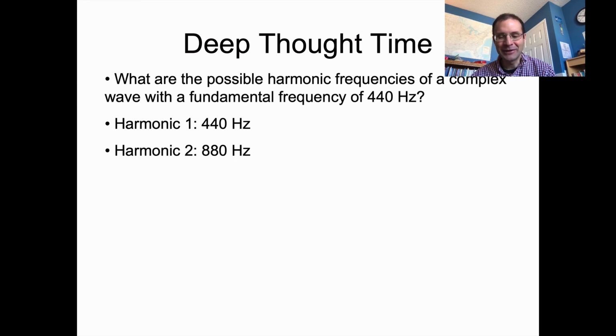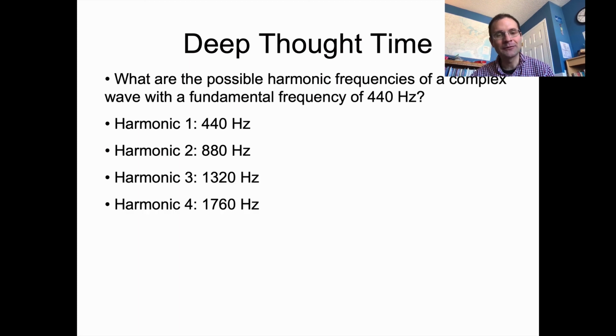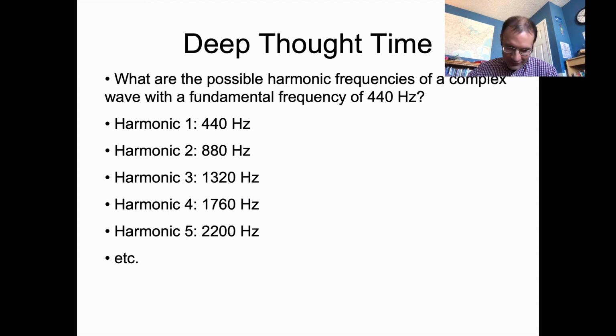And eventually, at some point, you'll probably have to break out a calculator to keep going. But 3 times 440 is 1320. 4 times 440 is 1760, so on and so forth, all the way up the scale. And it can go up to infinity, basically. But it can't be anywhere in between these numbers. There will be no harmonics in between 440 and 880 if you have a complex wave with a fundamental frequency of 440 hertz. Okay, that's cool.